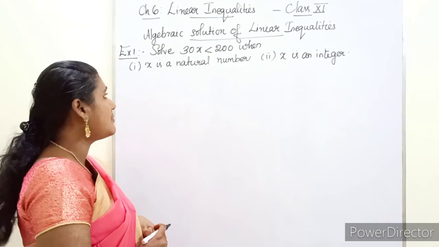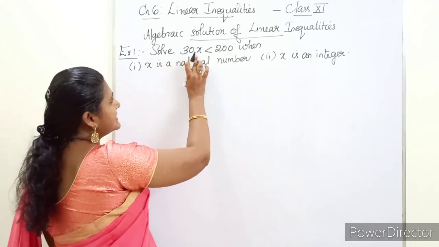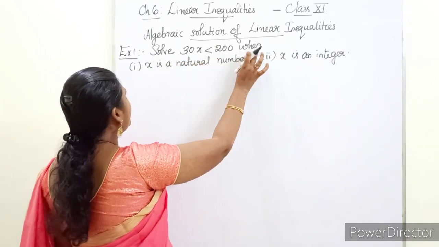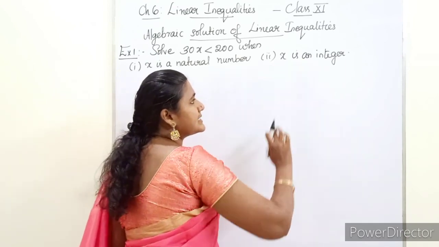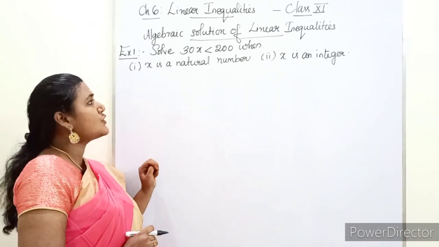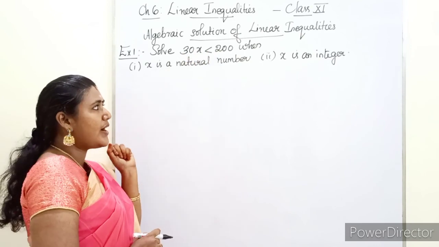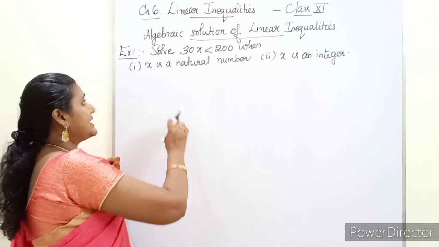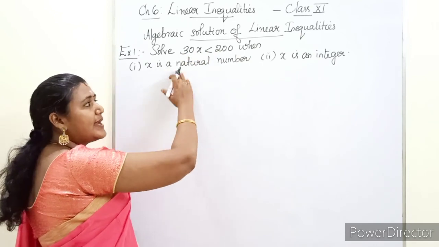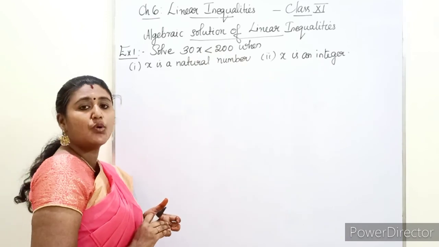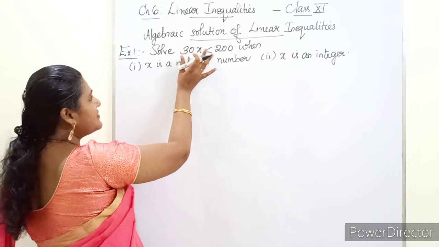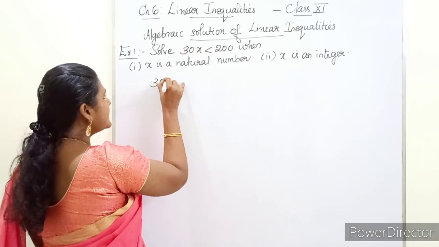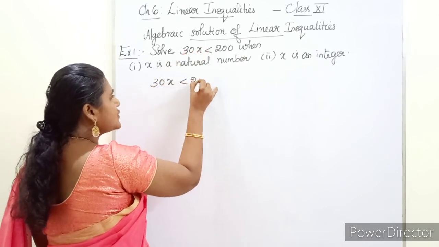So first example, solve 30x is less than 200 when, first, x is a natural number and, second, x is an integer. So we have to solve this inequality and find the answer when x is a natural number and when x is an integer. In both cases we will get different solutions. Okay, so first we will start with the inequality, that is 30x is less than 200.